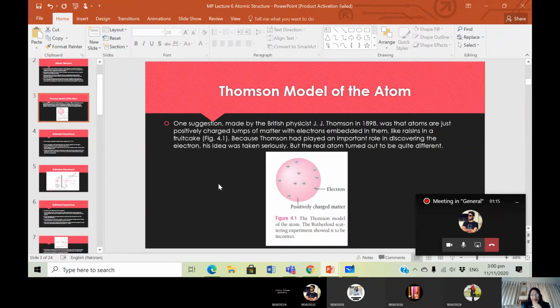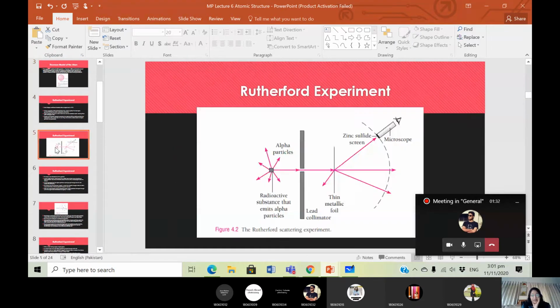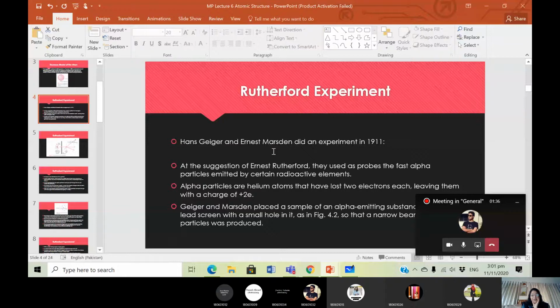Thomson's model was different. It was initially the plum pudding model, okay? There is a uniform, positively charged matter, and within that, electrons are spread throughout the material uniformly. But that was not the correct model. And then Rutherford came and did this experiment, he and Geiger and Marsden.